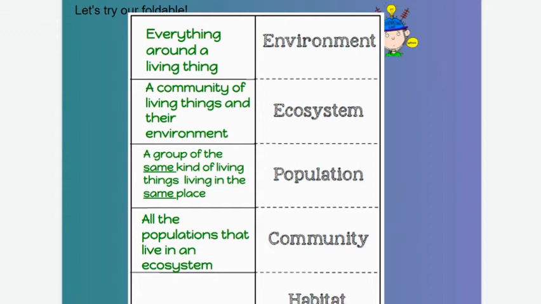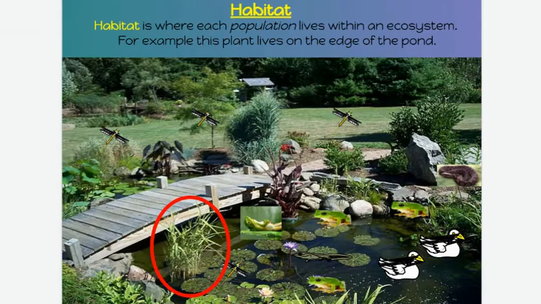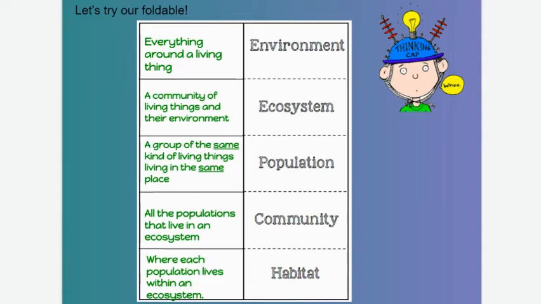Okay, we've got one more word to talk about today. Habitat. Habitat is where each population lives within an ecosystem. For example, this plant lives on the edge of the pond. So what's a habitat? It's where each population lives within an ecosystem.